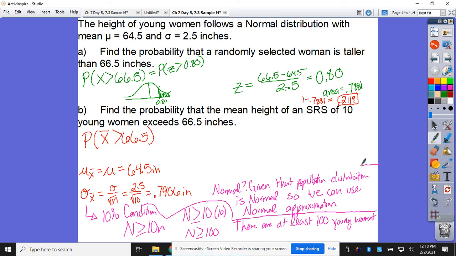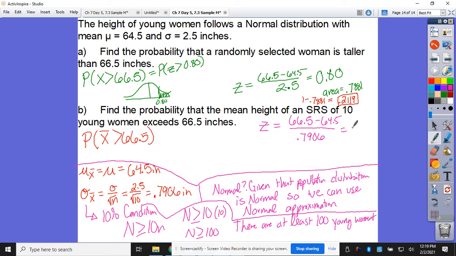So now we actually can go into finding Z now that we have all this stuff down here. So my equation now is 66.5 minus 64.5. This time it's going to be divided by 0.7906. And if you rounded to just 79 instead of 7906, your number's going to be a little bit different, which is fine. If I do 4 decimals, what do I get? If I did it as 0.7906, what do I get as my Z?